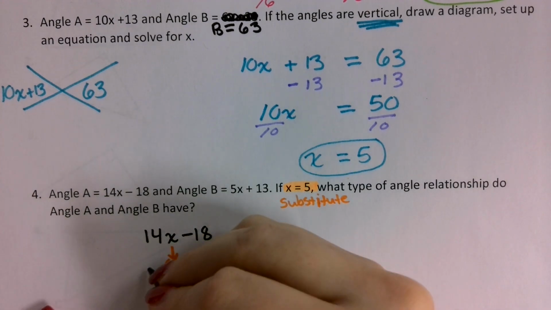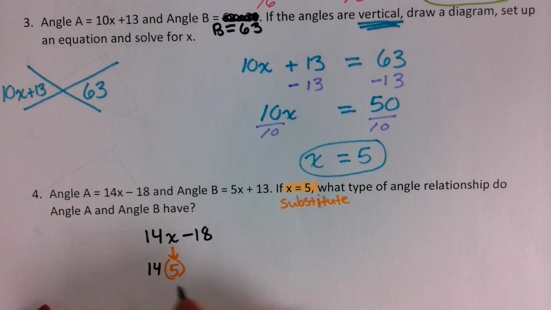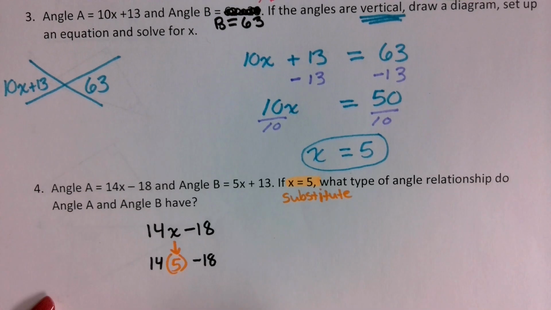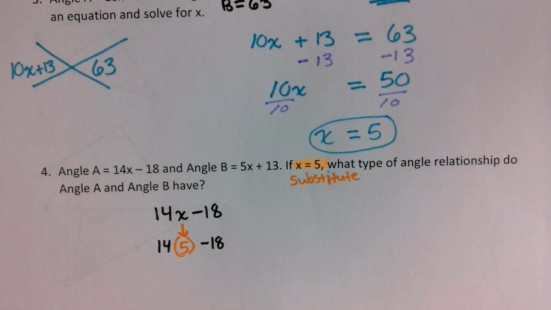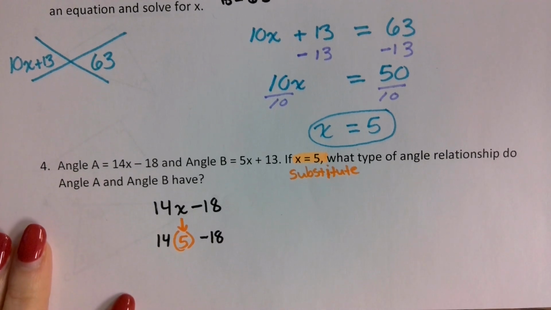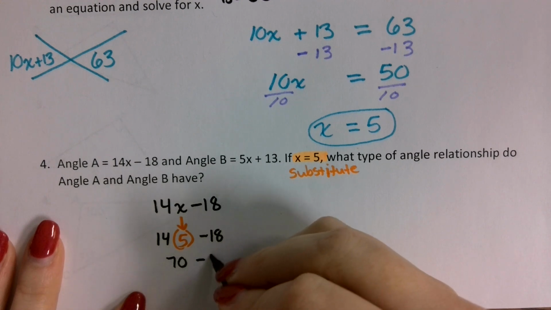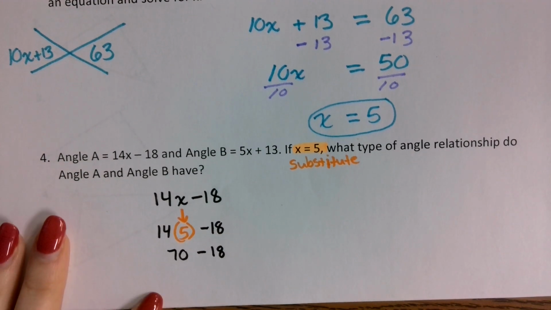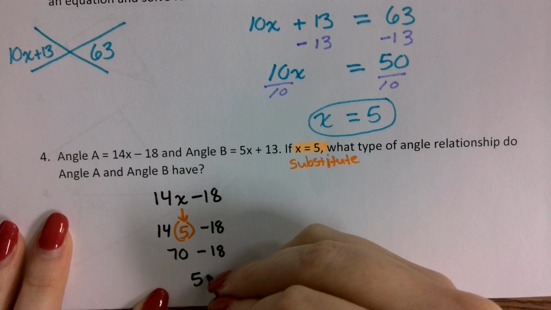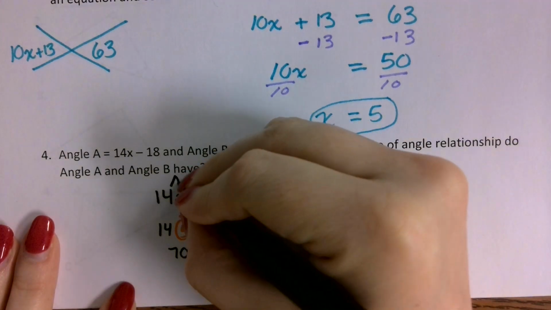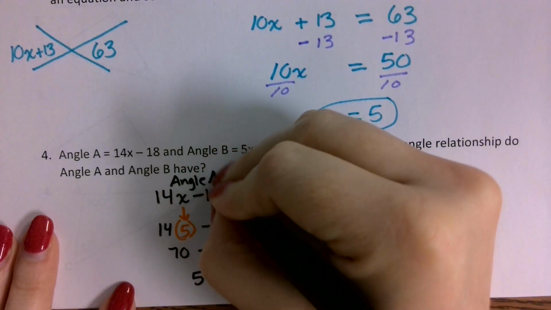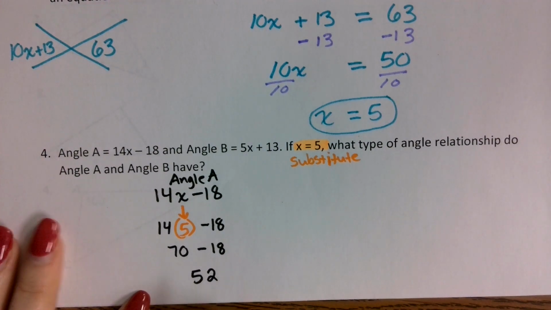So now it's going to be 14 times 5 minus 18. What's 14 times 5? 70. What's 70 minus 18? 52. Okay, so here's angle A. Angle A is equal to 52.